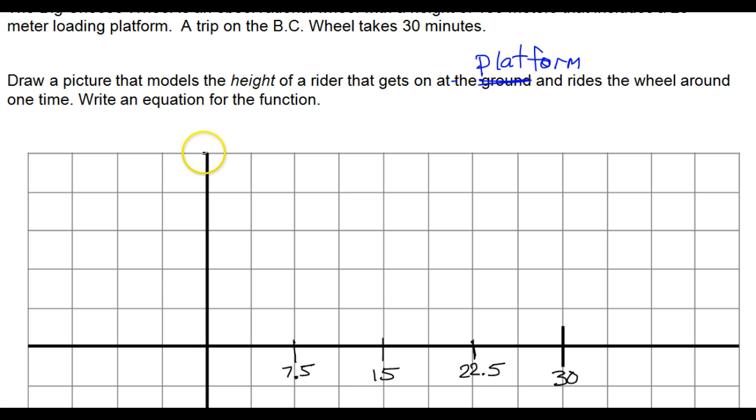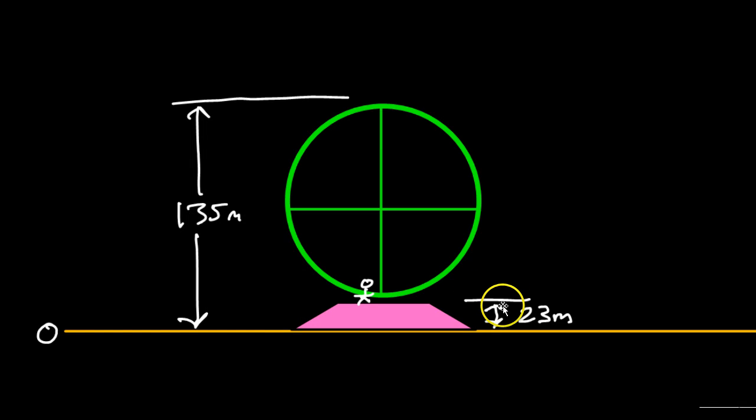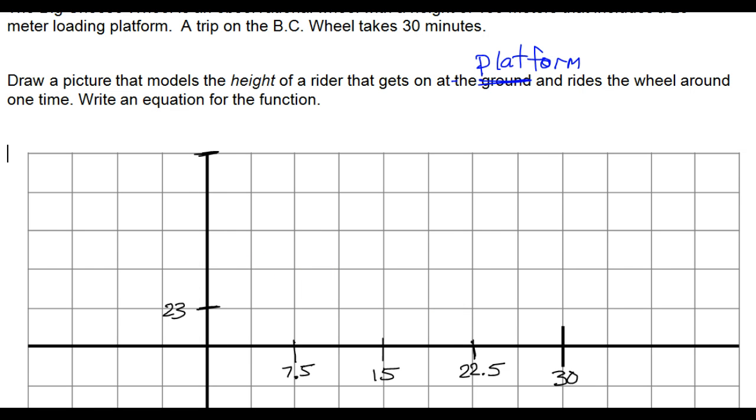This is not to scale, so you can forget about using these marks precisely. I'm just going to call this 23, because that's the low mark. And I'm going to call this 135, because that's the high. Obviously, this is not to scale, so don't try to count the 23s. It won't work.